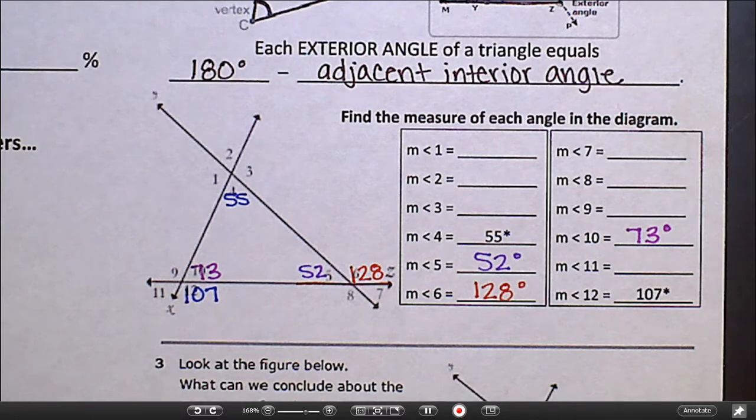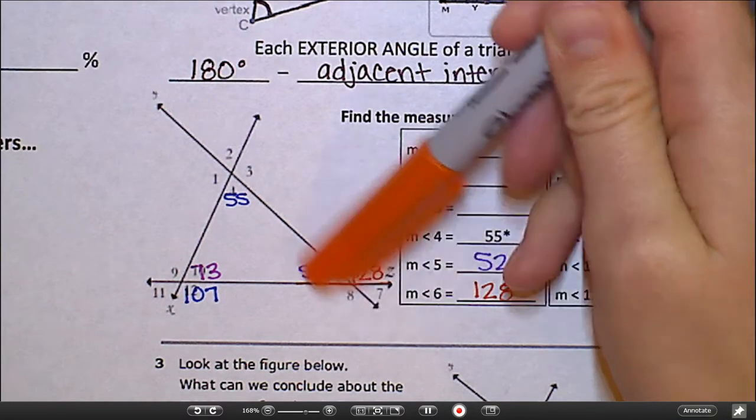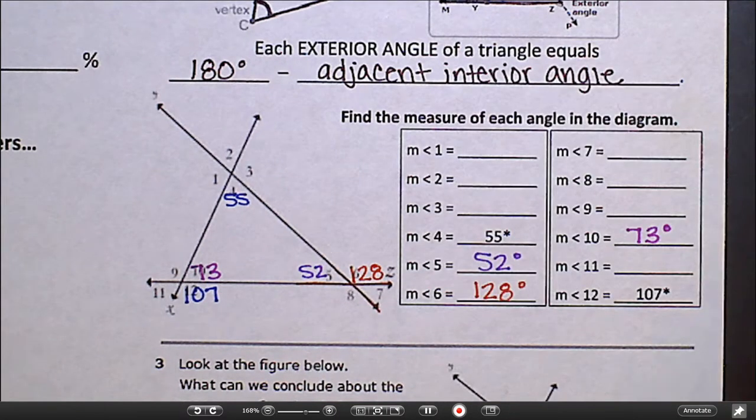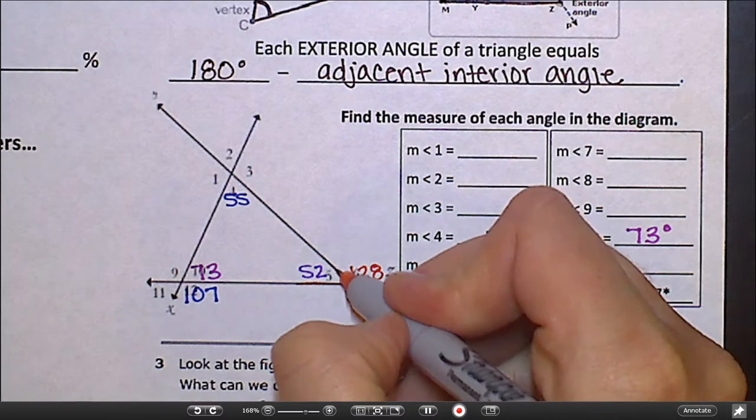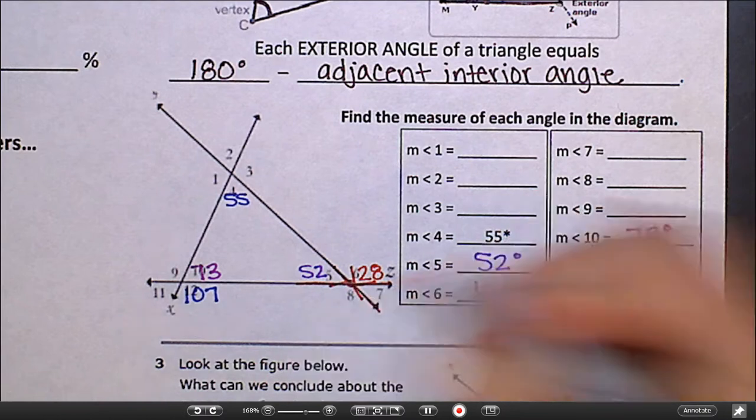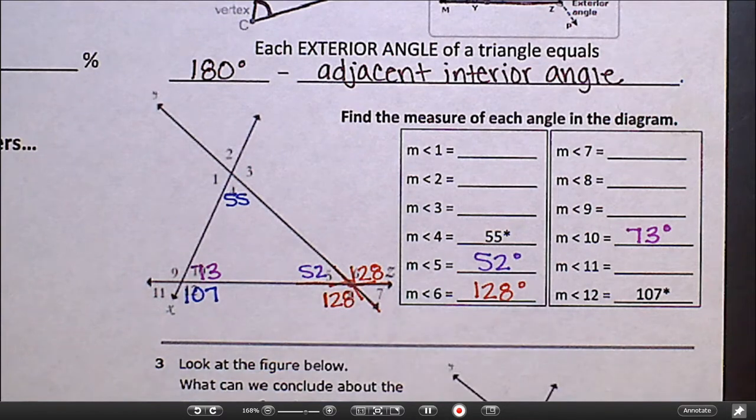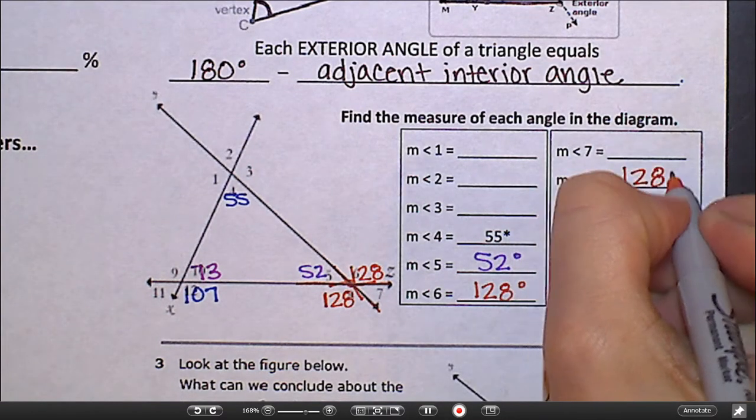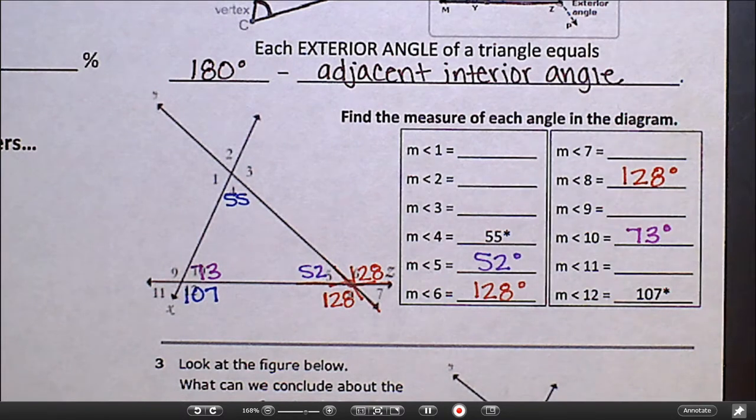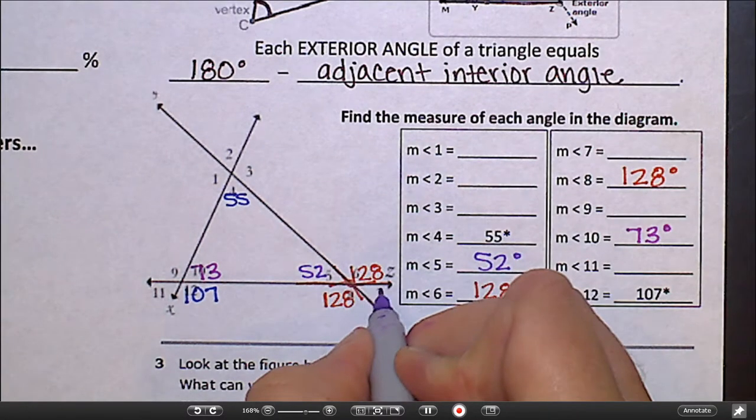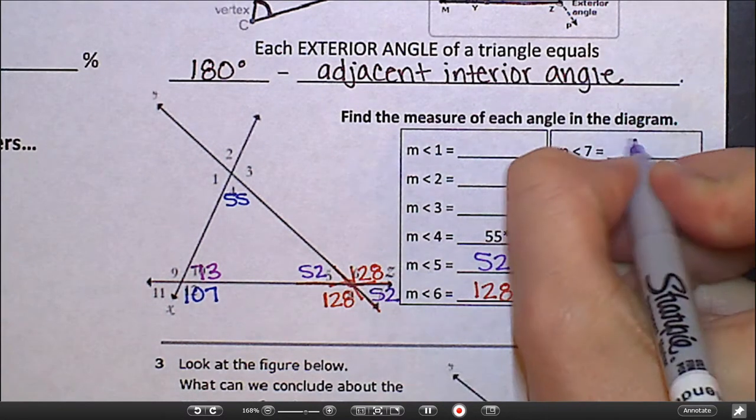They have to add up to 180. Now, I could figure out angle 8 by doing the same thing. I could say, well, 5 and 8 make a straight line, and I could do the same thing and take 180 minus 52 and get 128. Or I could remember something we learned in part 1, which is vertical angles have to be equal, which means that 6 and 8 have to be equal. So this is 128 also. And if those are vertical angles, then 5 and 7 are also vertical angles. So 7 is 52 degrees.